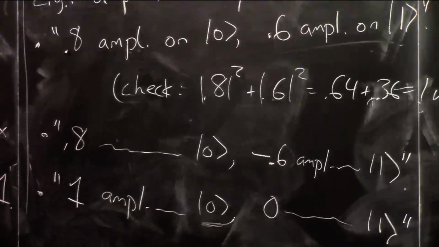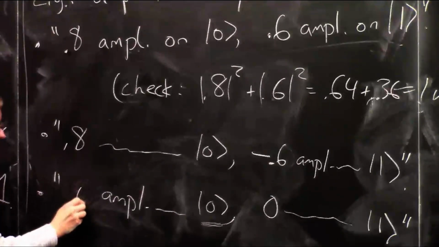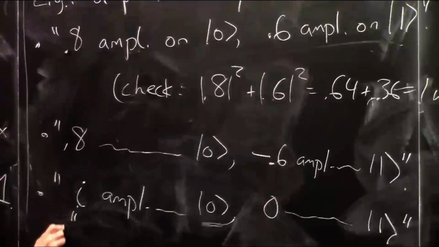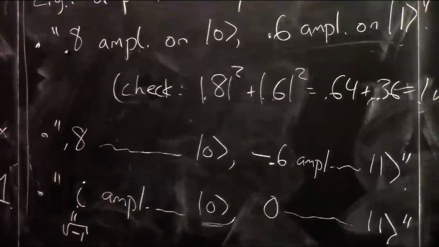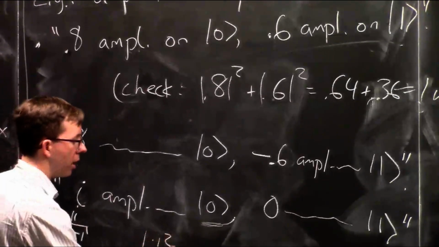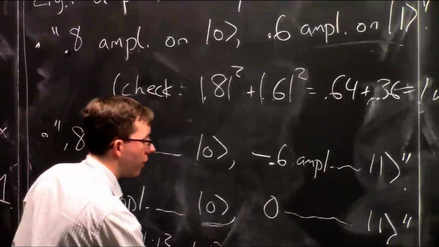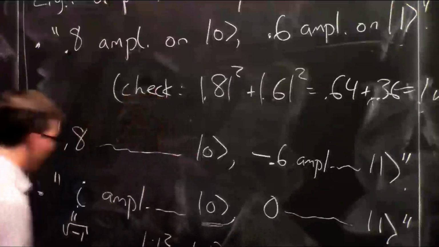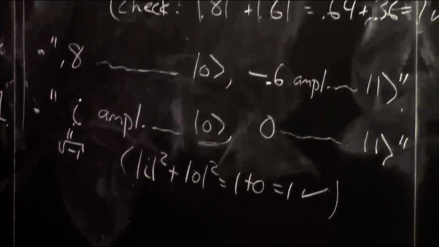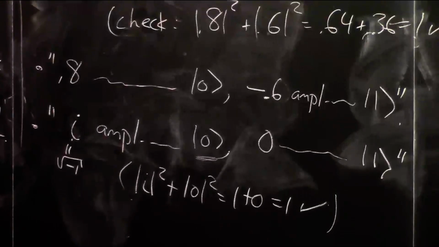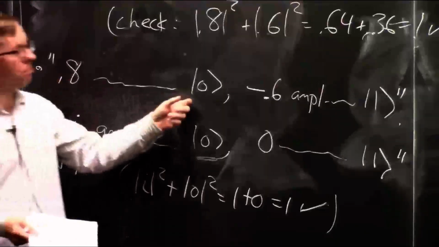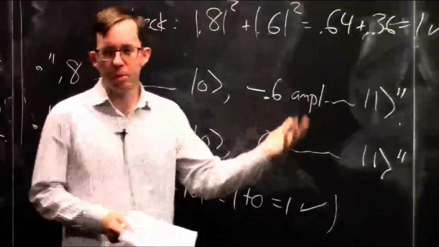But for yet another example, you can also have i amplitude on 0 and 0 amplitude on 1, where i is the complex number, square root of negative 1. And indeed, as a little check, the magnitude of i squared plus the magnitude of 0 squared is 1 plus 0, which is 1. Okay, so all of these are valid states of a photon's polarization. And similarly, if you have an electron spin, it can have 0.8 amplitude on spin up and minus 0.6 amplitude on spin down.